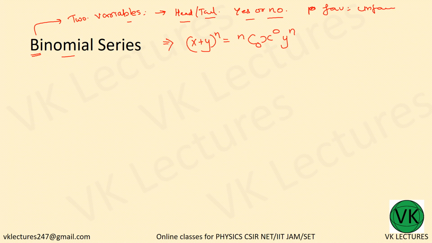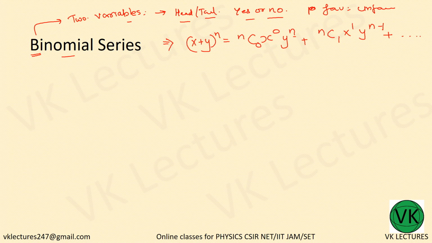Okay, so (x plus y) whole to the power n, you can write it in the form of combinations: nC0 x to the power 0 y to the power n plus, then the next term would be nC1 x to the power 1 y to the power n minus 1, and it goes on.